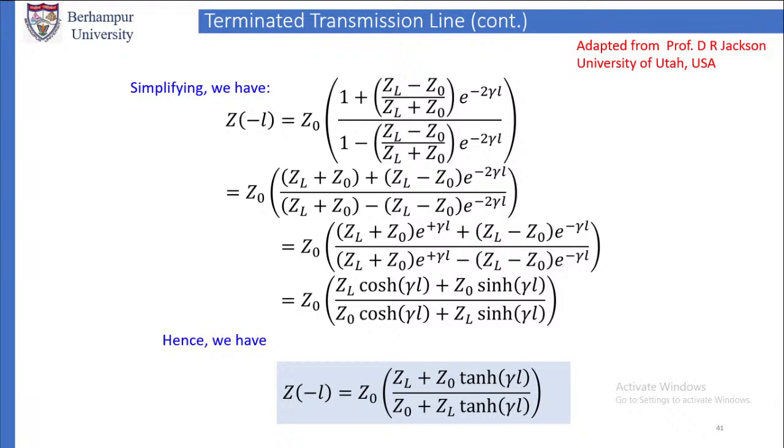Now in the numerator and denominator, one thing you can do is divide by cosh gamma L. So sinh gamma L by cosh gamma L is tanh gamma L. So it simplifies now. Z at minus L is equal to Z0 into the whole, where the numerator will be ZL plus Z0 tanh gamma L, and the denominator will be Z0 plus ZL into tanh gamma L.